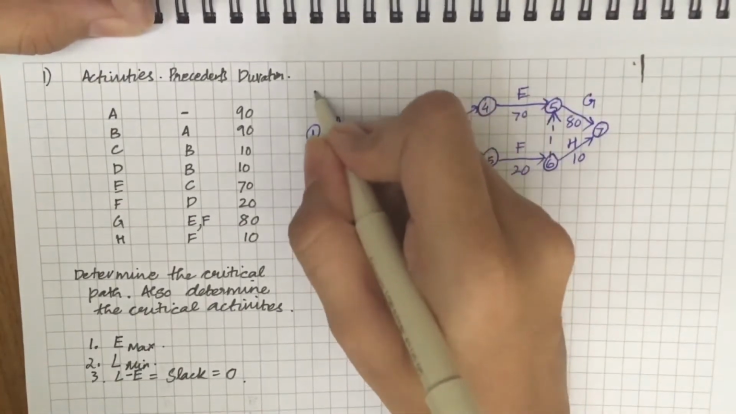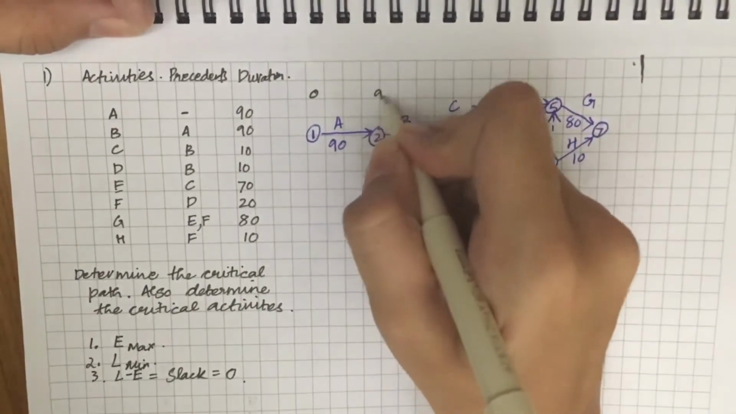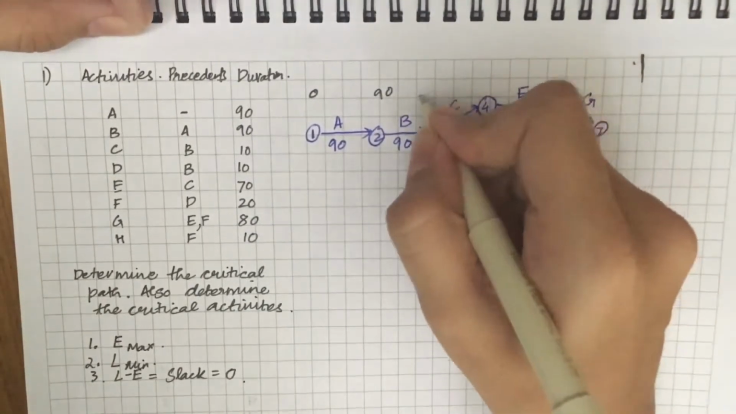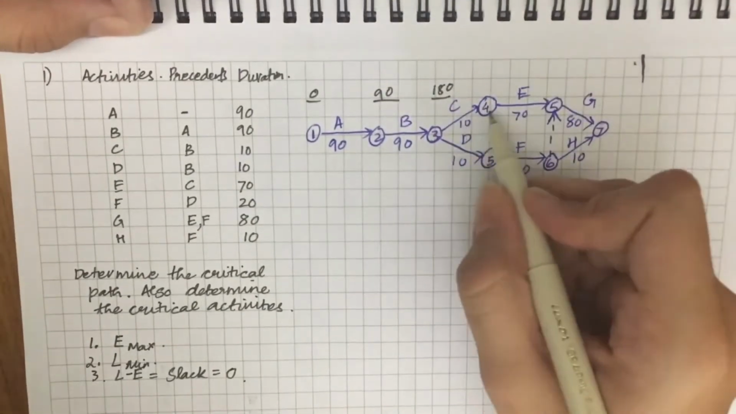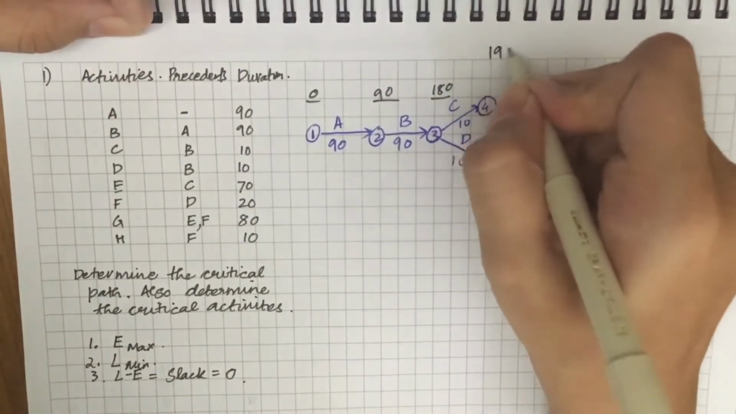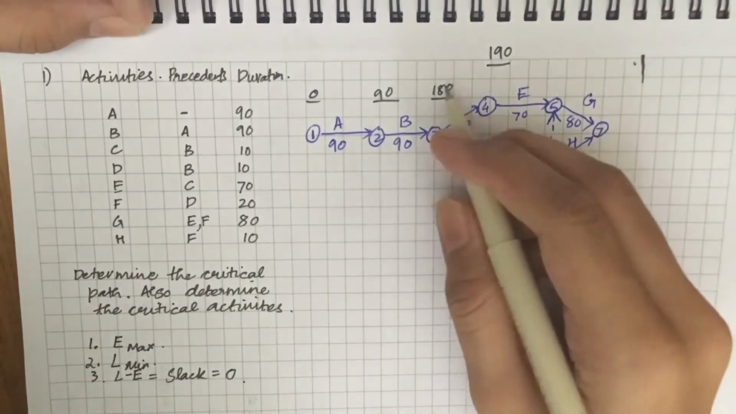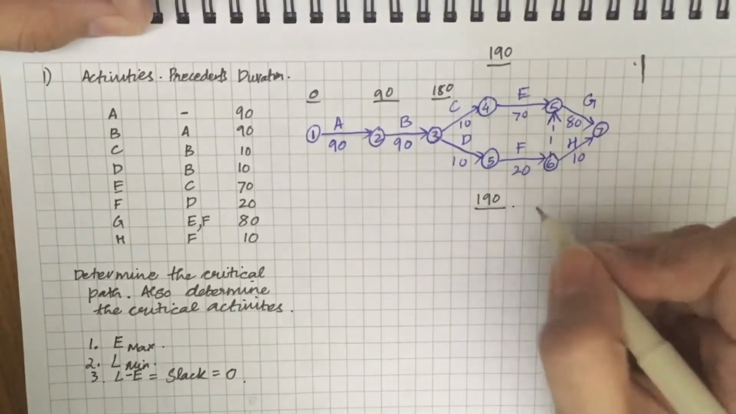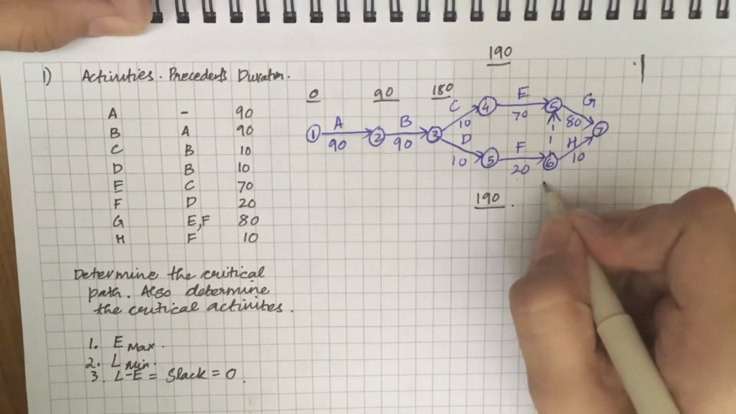E for the first event is 0. E for the second will be 90 plus 0, that is 90. E for the third event will be 90 plus 90, 180. E for the fourth will be 180 plus 10, 190. E for the fifth will be 180 plus 10, 190 again. E for the sixth will be 190 plus 20, 210.